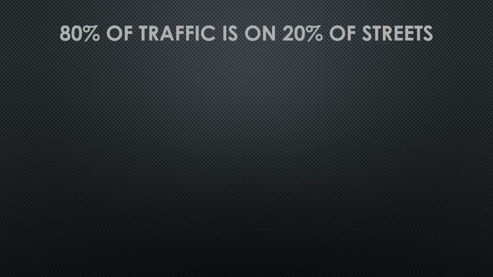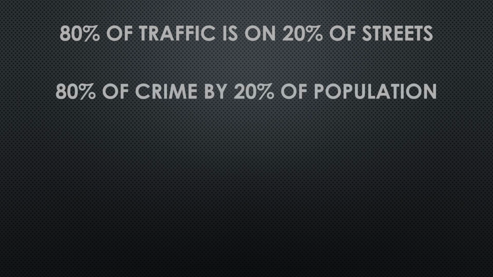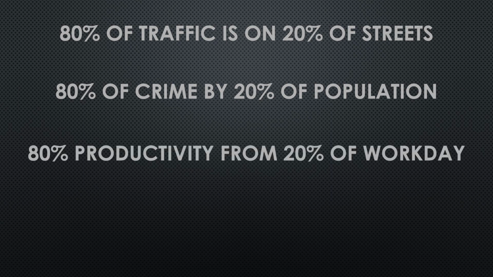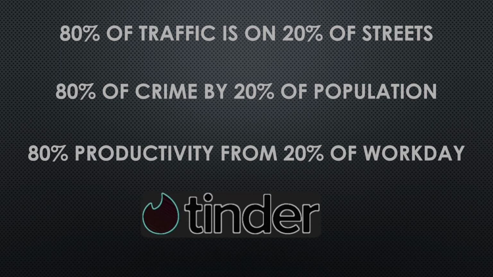The 80-20 rule is used to estimate phenomena that we see in different situations. For example, roughly 80% of the traffic in your city is on only 20% of your city streets. 80% of crime is committed by only 20% of the population. And 80% of the productivity in a particular workday comes from only 20% of that particular workday. Again, these are generalizations that we make to show that the distribution of work or output is not equal across all opportunities. However, there is a particular phenomenon that falls perfectly into the Pareto principle: dating apps.